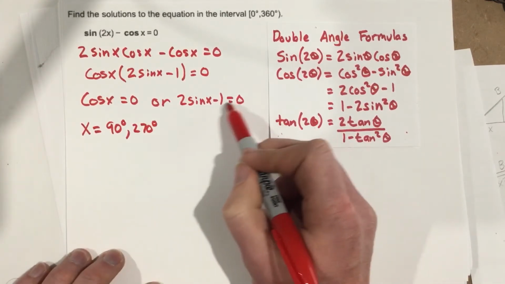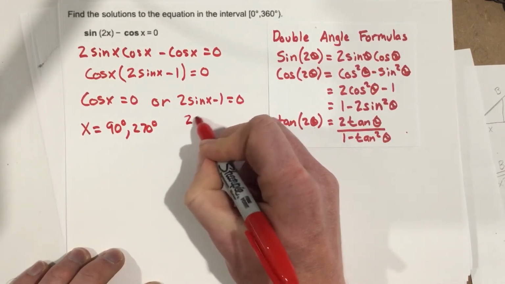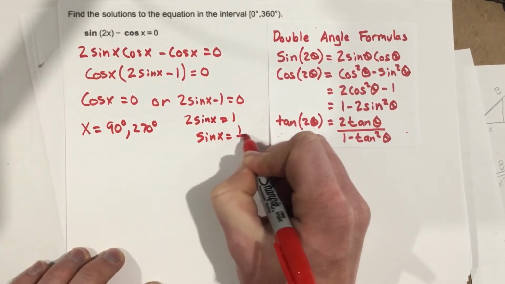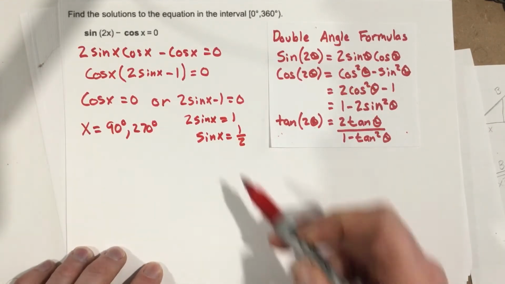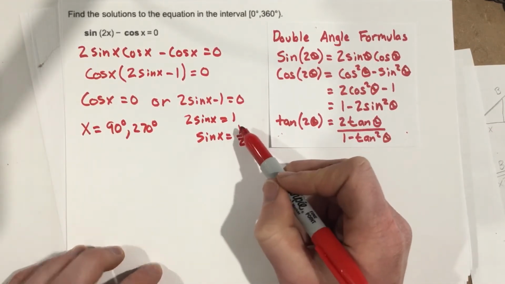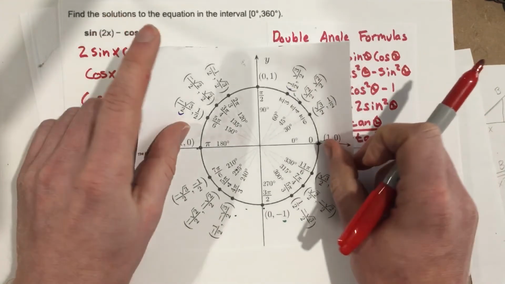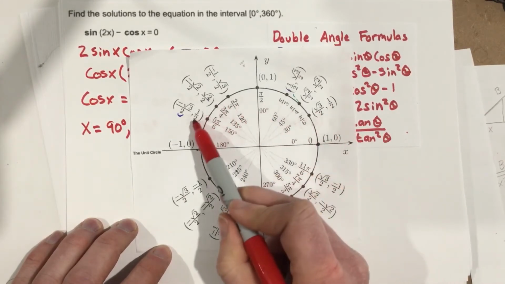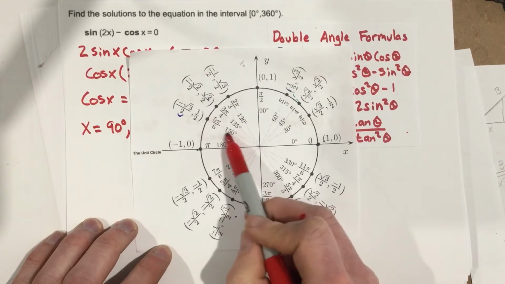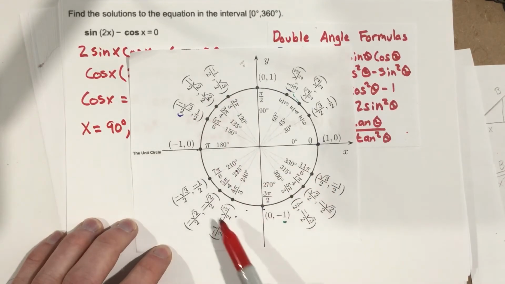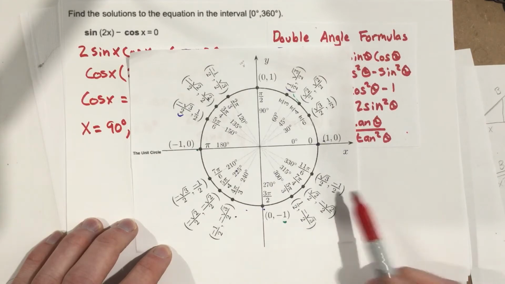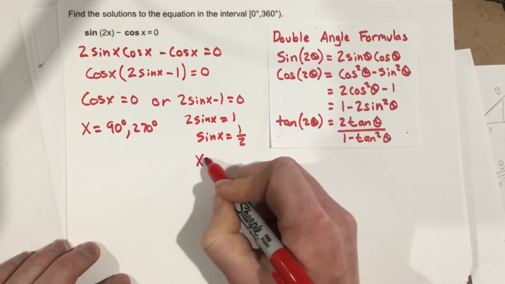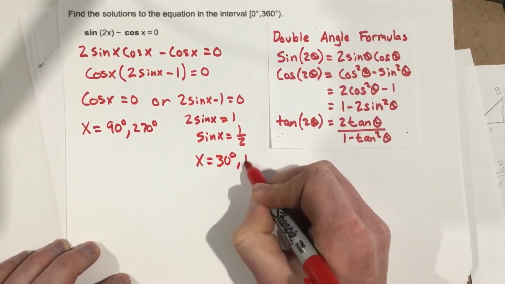Now for this one, we add the 1 and divide by 2, so we have 2 sine x equals 1, then sine x equals 1/2. So what we're asking here is, when is sine 1/2? Well, sine is 1/2 at 30 degrees. We look anywhere else, sine is 1/2 at 150 degrees, and then it's nowhere else. It's 30 degrees and 150 degrees. So let's write that in there. x would have to be 30 degrees and 150 degrees.